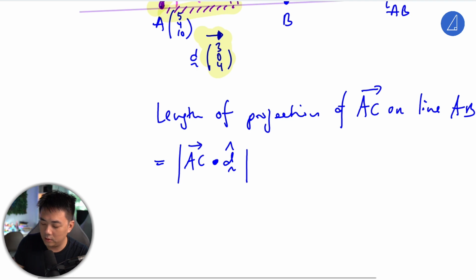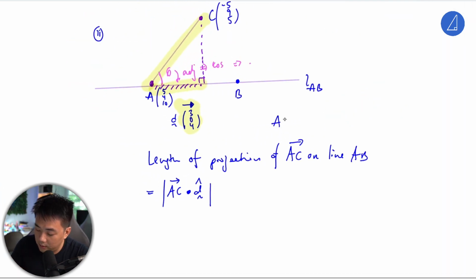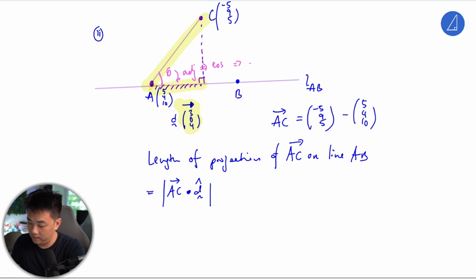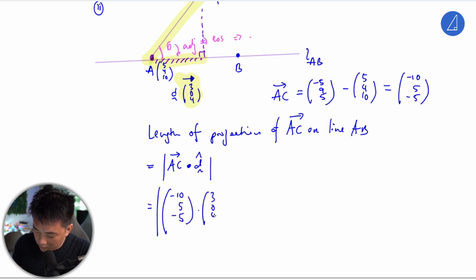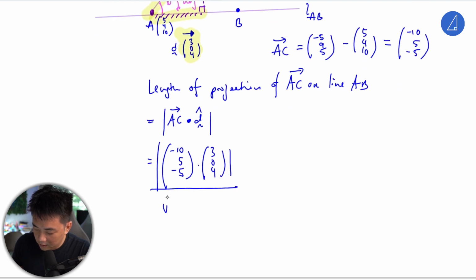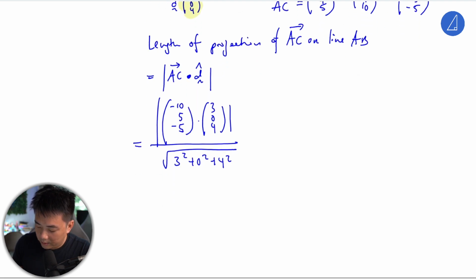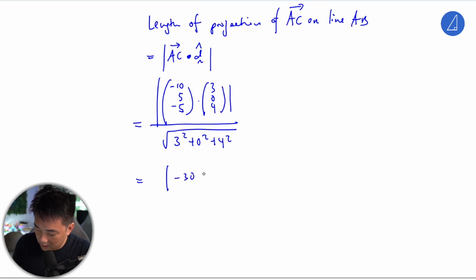That's it. So just find AC. AC will be (-5, 9, 5) minus (5, 4, 10), which is (-10, 5, -5). That is dotted with (3, 0, 4), divided by the magnitude of the direction vector, which is the square root of 3 squared plus 0 squared plus 4 squared. Then what we do is we get -30 plus 0 plus -20.